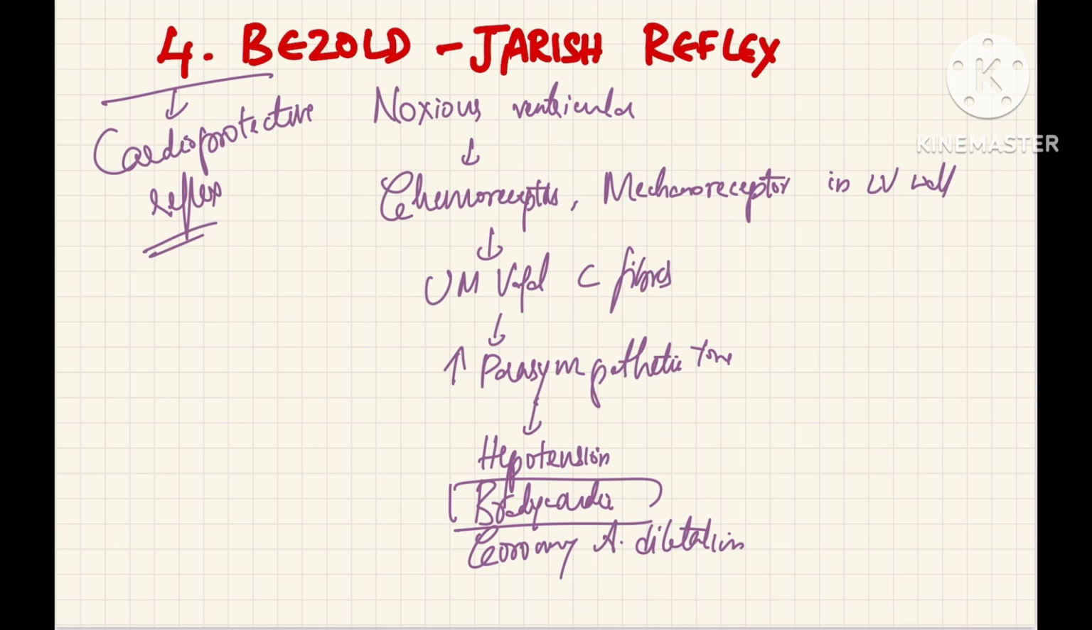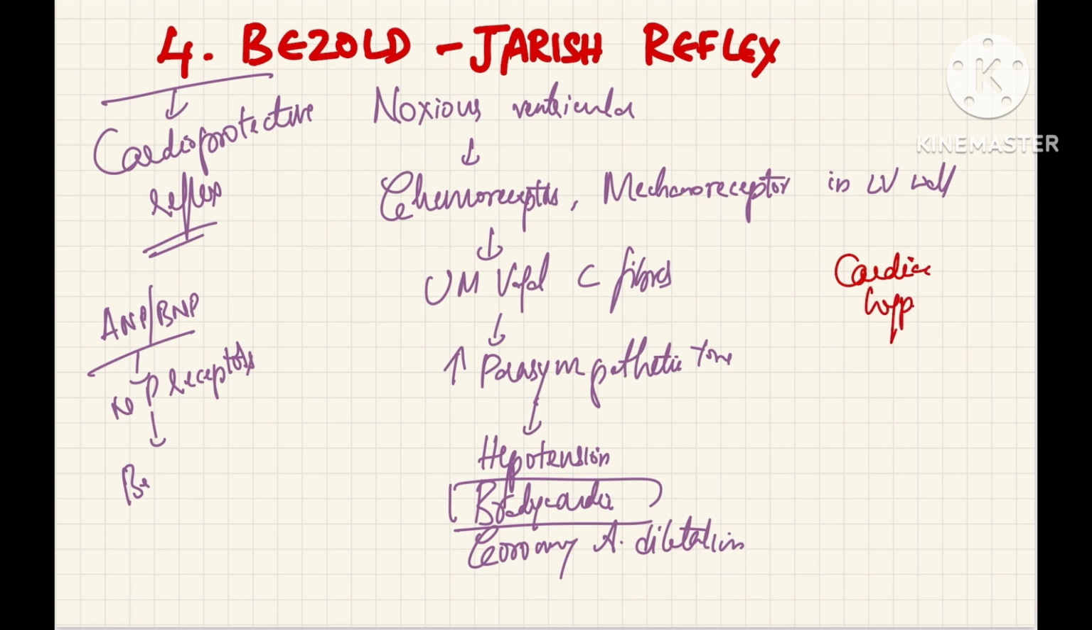This is implicated in the physiological response to MI, thrombolysis, revascularization, and syncope. The endogenous ANP or BNP, acting on the natriuretic peptide receptors, modulate this Bezold-Jarisch reflex. The Bezold-Jarisch reflex is less pronounced in patients with cardiac hypertrophy or atrial fibrillation.